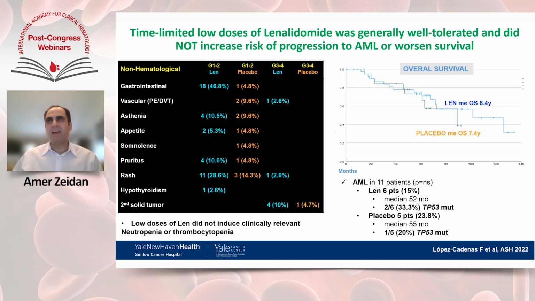And lastly, among patients who have TP53, we have a theoretical concern about using lenalidomide because preclinical data suggested that lenalidomide can lead to expansion of the TP53 clones in those patients. This was not seen in this study. However, as you can see to the right lower part of the slide, this was a small number of patients, only 5 and 6 patients had the TP53, and there was no difference in progression to AML or in the risk of TP53 expansion.